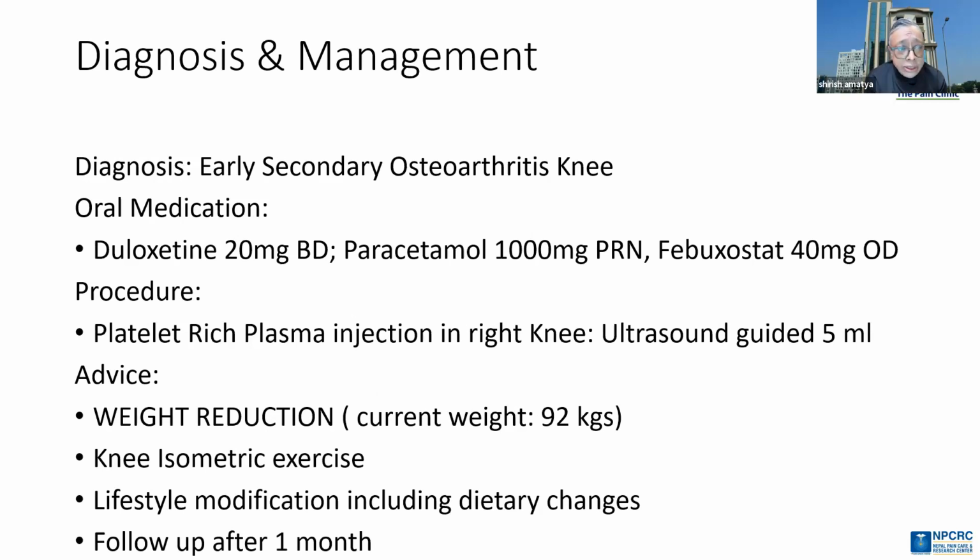And on discharge, he was given duloxetine 20 milligram 2 times a day, and paracetamol whenever he had pain. He was also given febuxostat 40 milligram OD, and we did a platelet-rich plasma injection in the right knee, ultrasound guided, and about 5 ml of PRP was injected. At the same time, advice was given to reduce his weight, do knee isometric exercise, and do lifestyle modification.